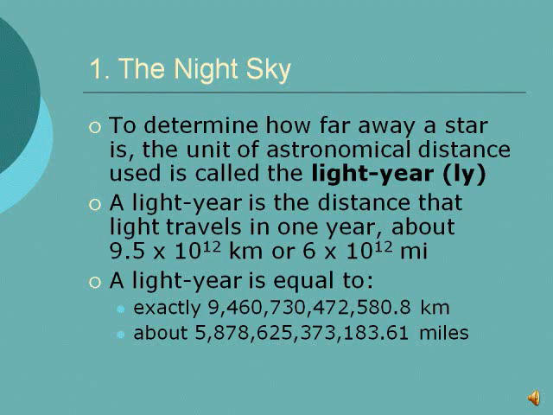To determine how far away a star is, the unit of astronomical distance used is called the light year. A light year is the distance that light travels in 1 year. It's about 9.5 times 10 to the 12th kilometers, or 6 times 10 to the 12th miles. What this equals is, in kilometers, exactly 9,460,730,472,580.8 kilometers. In miles, it's roughly 5,878,625,303,183.61 miles. Quite a large number.